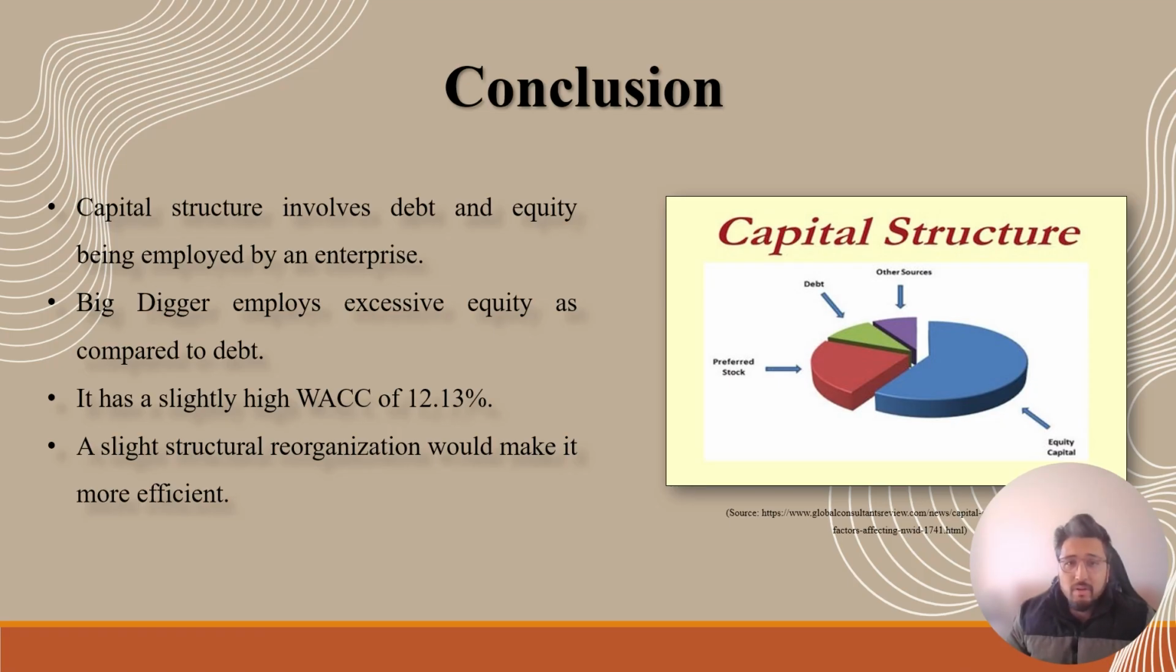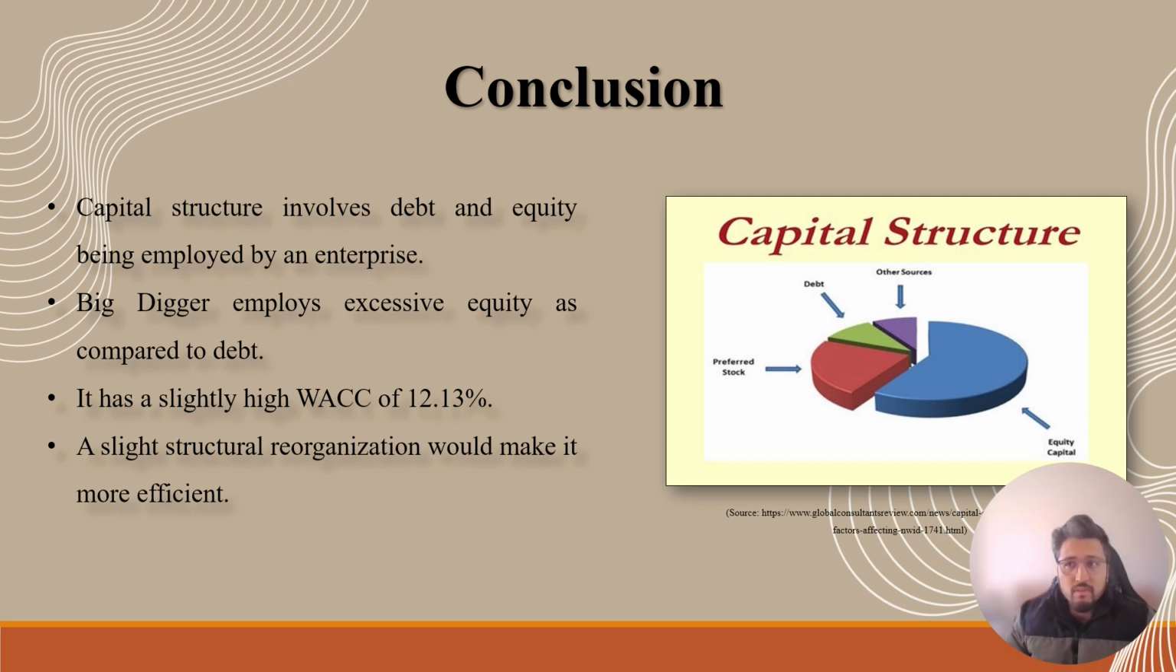So to sum up, the capital structure is the way through which a firm finances itself. The capital structure decision really affects how much it costs a company to raise money. Big Digger's heavy use of equity gives it stability and ethical strength, but it comes with a slightly higher weighted average cost of capital. If the company wants to be more cost effective, a small increase in debt done strategically could help improve profit without hurting its financial safety.